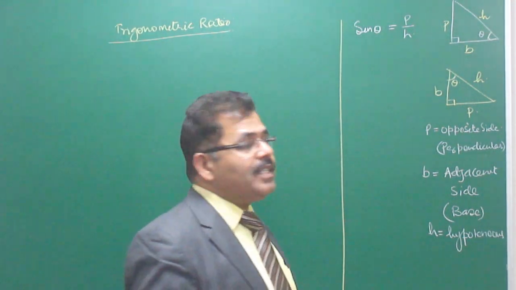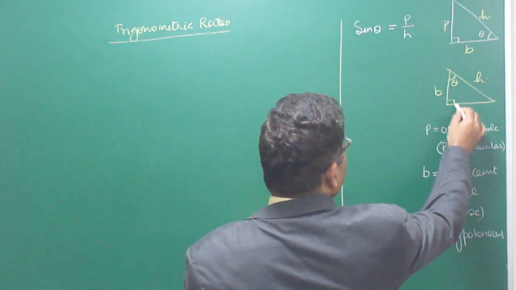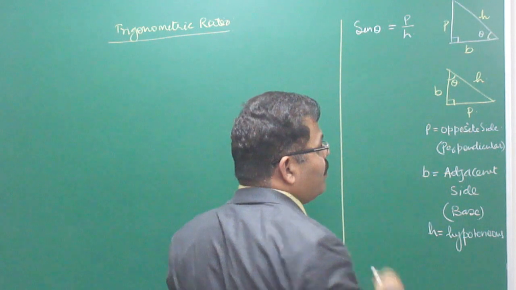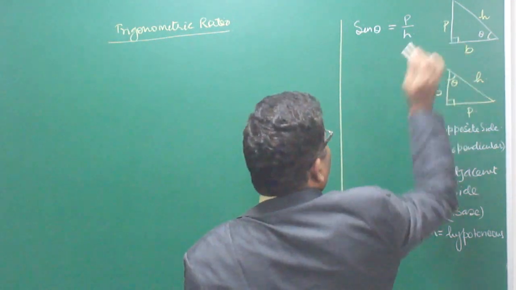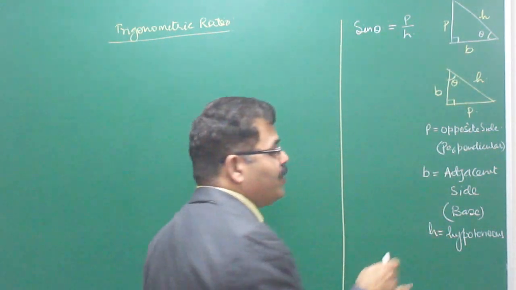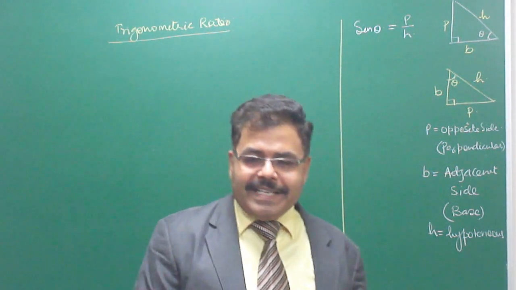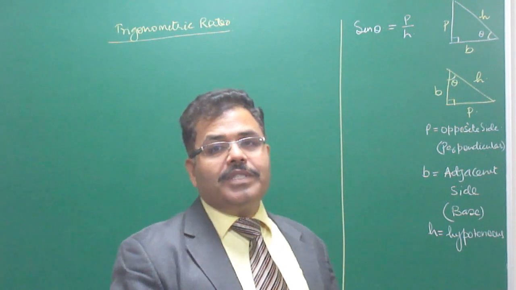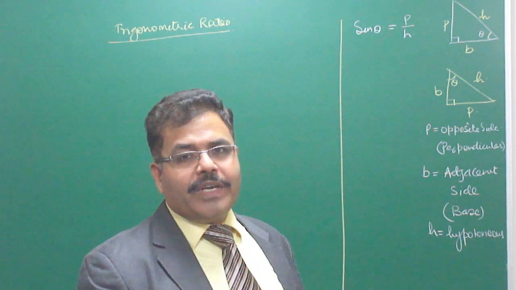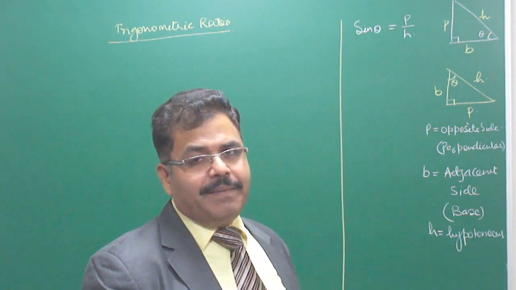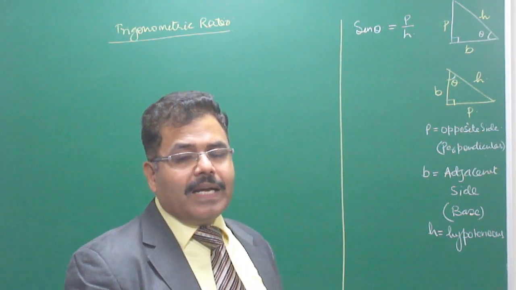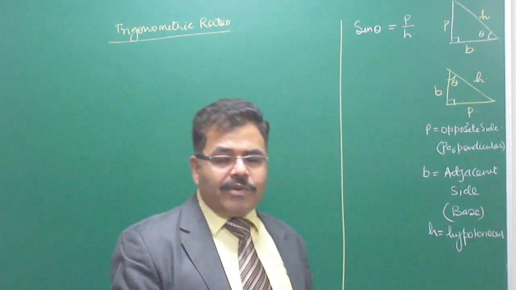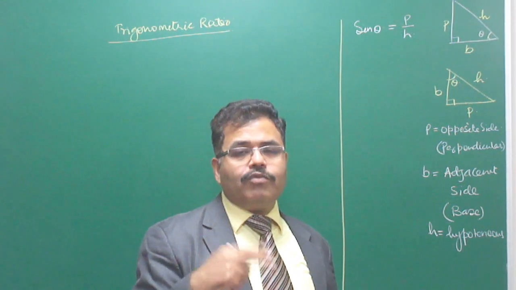P is always the opposite side. So here P is the opposite side. This is not vertical; even here it is horizontal, and here P is vertical. So horizontal and vertical are not the right terms which decide P. What is the right term? The opposite side. The side opposite to the acute angle is called P, the perpendicular, and the other side is called adjacent. So if two of them are recognized, which two of them are recognized?